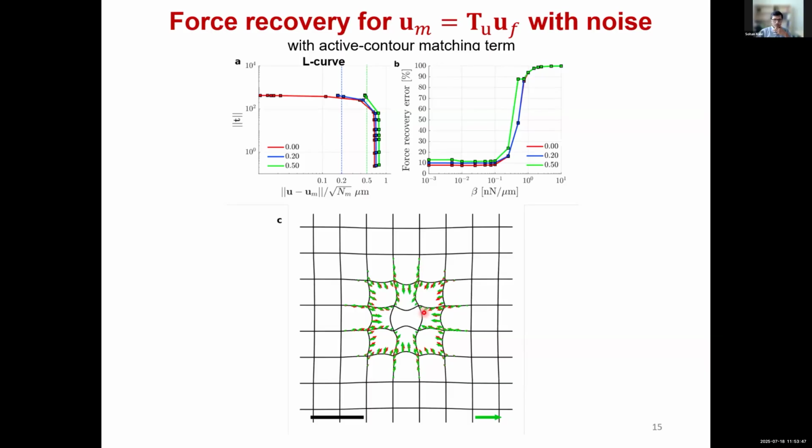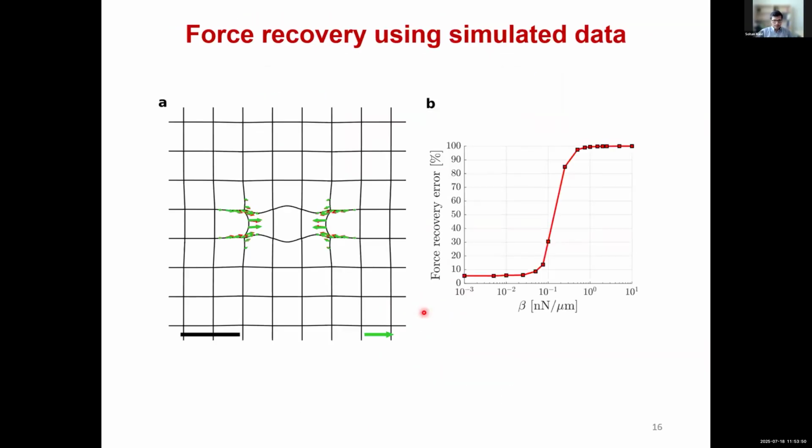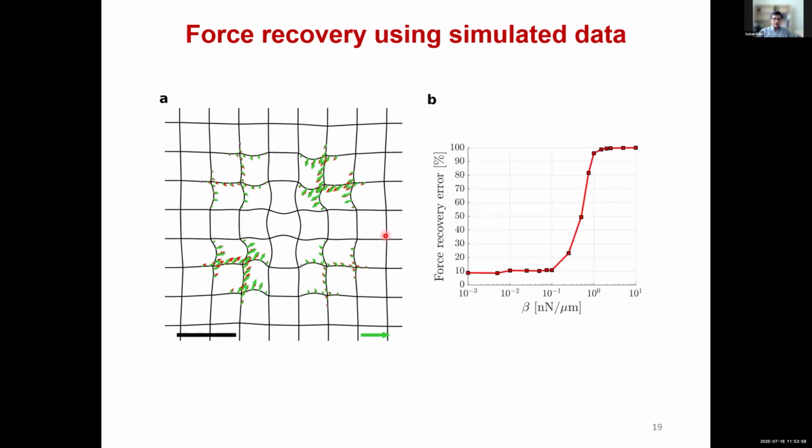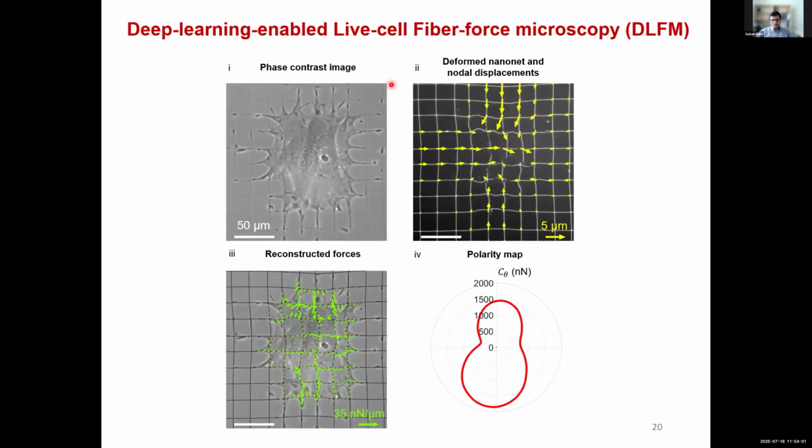So with that, we verify the approach, and here are some other examples where we show that we're able to recover the force patterns quite well. To summarize that part, we have essentially a technique, we call it DLFM, to go from the phase image directly to the deformed fiber shapes through deep learning. Because the fiber grid is orthogonal, we can extract the deformations at the fiber intersections. And using the inverse approach, we can reconstruct the forces and measure things like the overall polarity of this force pattern and such.